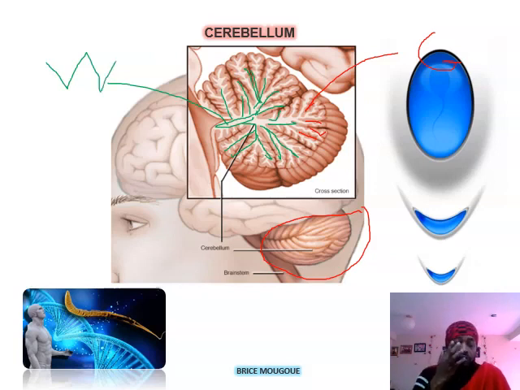And I want us to again look at the pattern here. It's just exactly like we saw in the cerebrum. The arrangement of the matter here is such that gray matter again is on the outside and white matter is on the inside. In this case, the white matter forms the tree of life.